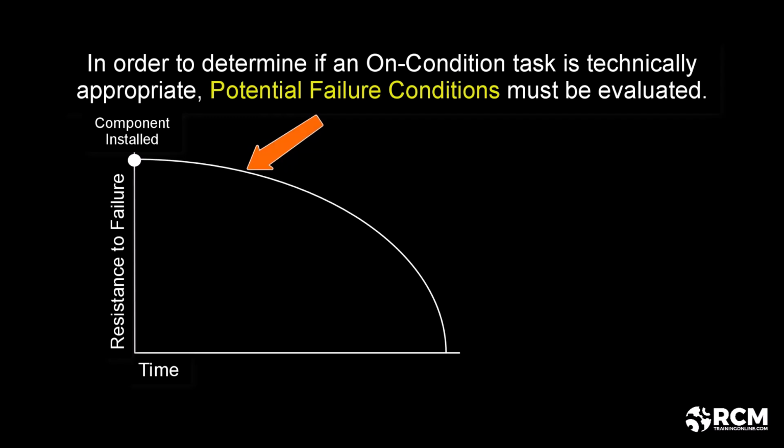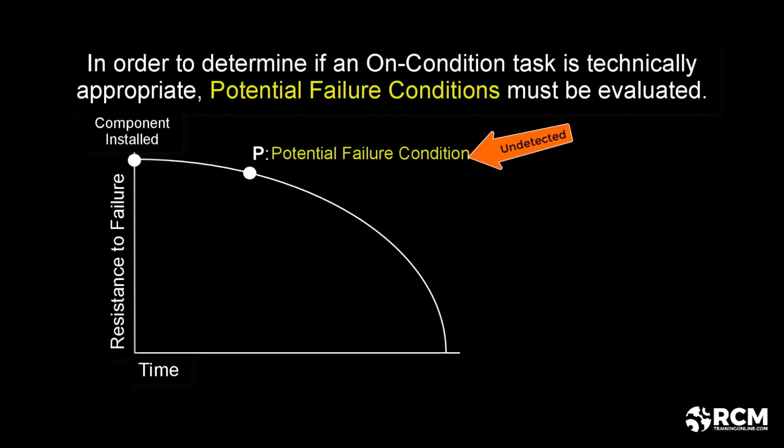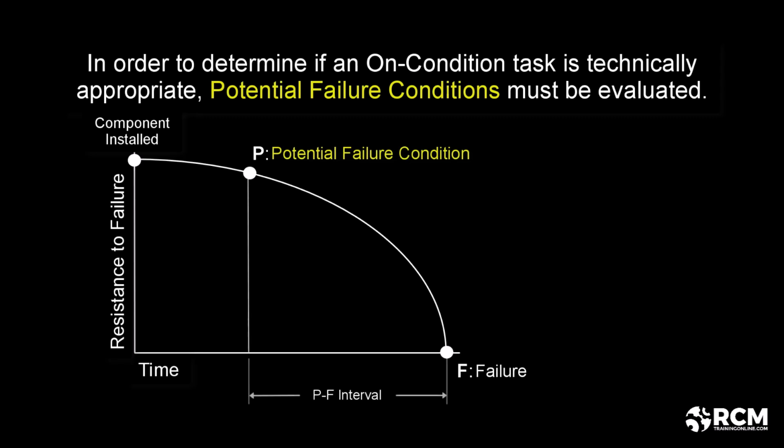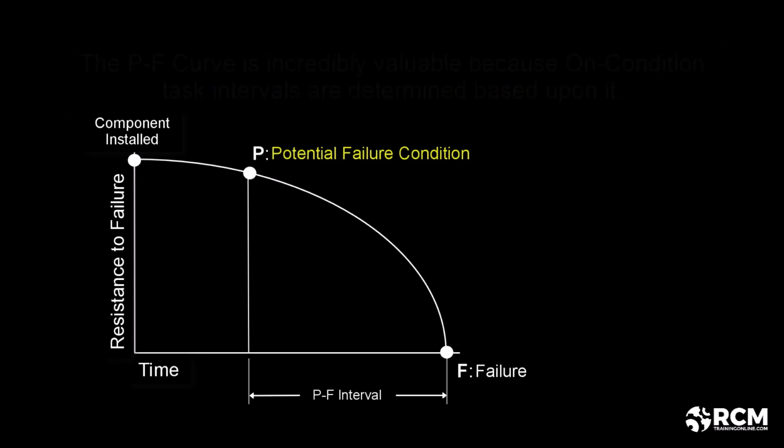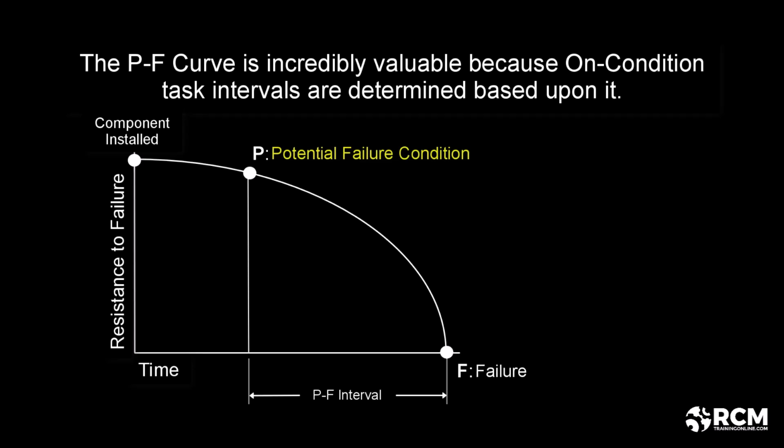As most components remain in service, the resistance to failure declines, and eventually signs of impending failure are exhibited. In other words, potential failure conditions develop. A potential failure condition is represented by P. If the potential failure condition goes undetected and we don't intervene, eventually failure occurs. Failure is represented on the P2F curve as F. The P2F interval is how long we have from when the potential failure condition is detectable to the point that failure occurs. The P2F curve is incredibly valuable because on-condition task intervals are determined based upon it.